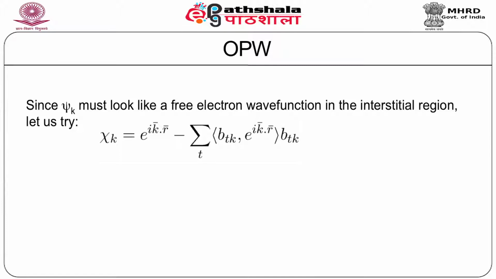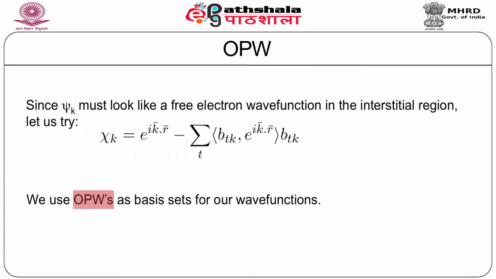This is a good guess for a higher state because it works like e to the power ik dot r, the plane wave, in the interstitial region, where each btk is small because the core states are highly localized. And yet within the core itself, it will be orthogonal to all the core states. We use these OPWs, as shown here, as a basis set for our wave function as the solution for the Schrodinger equation.